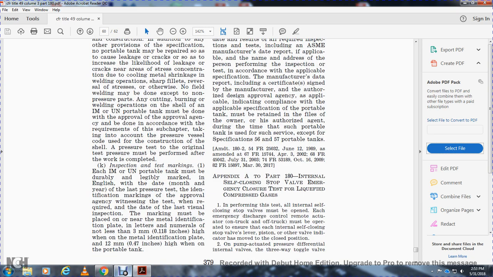Inspection and test marking. 1. Each IM or UN portable tank must be durably and legibly marked in English with the date of the month and year of the last pressure test, the identification mark of the approval agency witness for the test, and the date of the last visual inspection. The marking must be placed near the metal identification plate, with letters and numerals not less than 3 millimeters high on the metal identification plate, or 12 millimeters high on the portable tank.